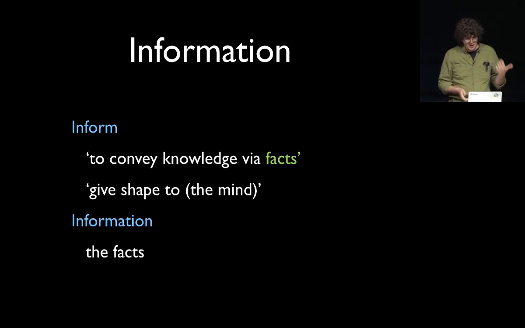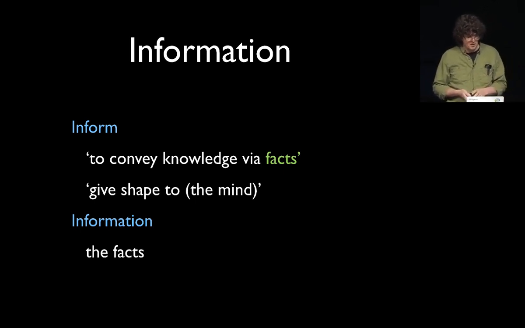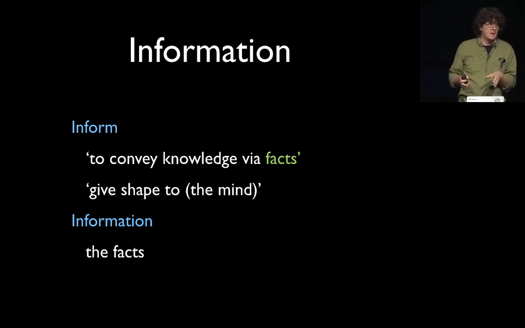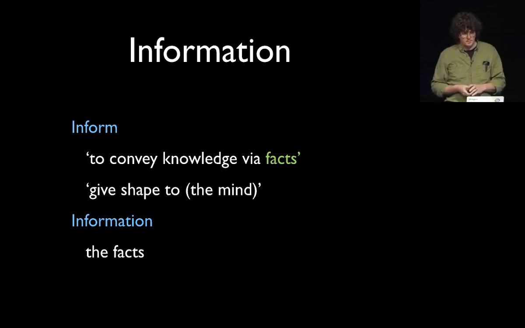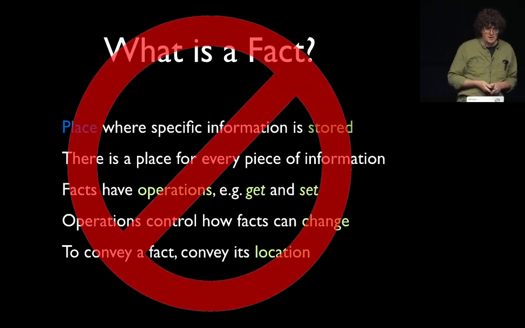And the key word, I think, in here, again, which is going to be a theme of this talk, is the word facts, because we're going to try to give more precise meaning to that and see if our information technology actually manipulates information. Because that's what information is. Information is those facts that are used to inform. And not anything else. Not any of the artifacts we use to represent it. So, start again with, what is a fact?